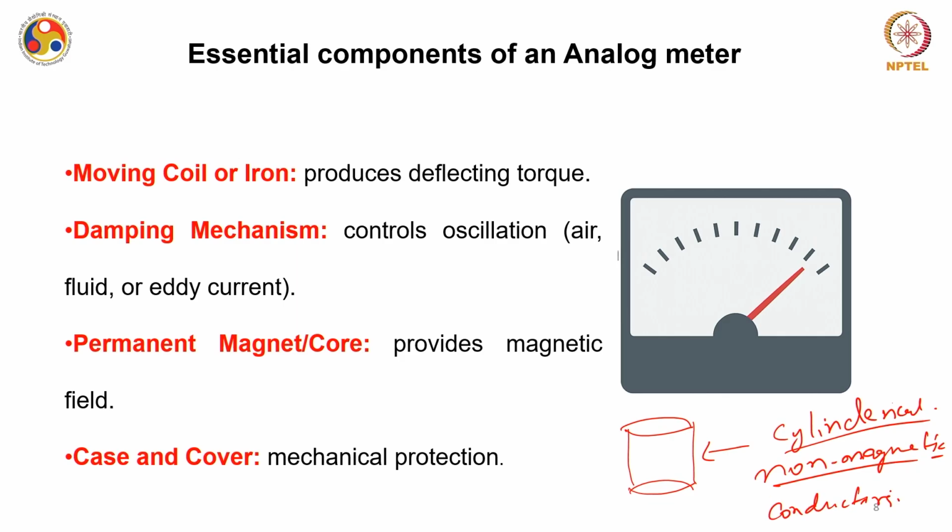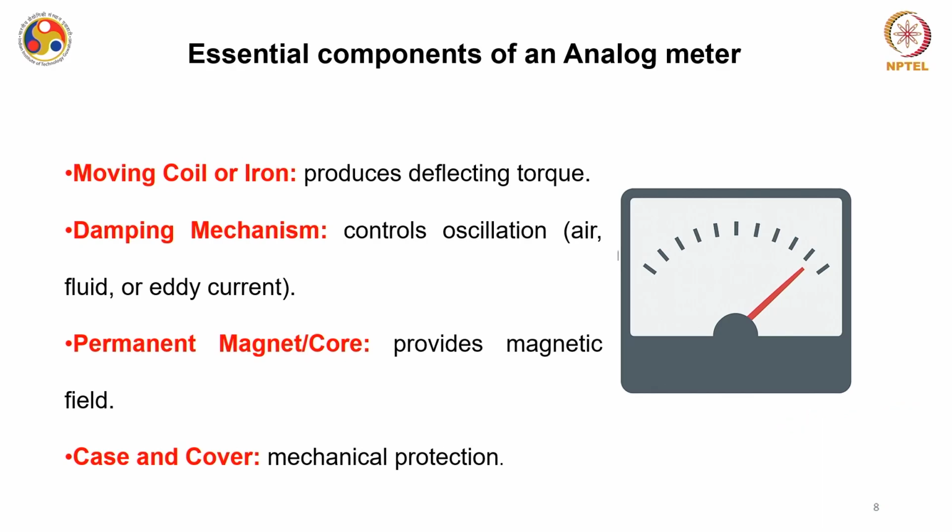Then, of course, you have a case or cover which gives mechanical protection. Along with that, the spring can also be attached to it, or there can be some subsystem in this analog meter which has to be attached to the case. Whenever you try to open an analog meter, you will always break it because some of its parts are attached to the case, or it can even house the electronics.